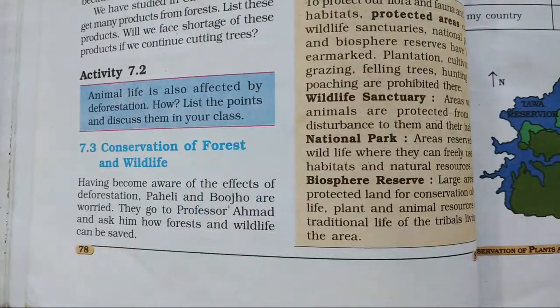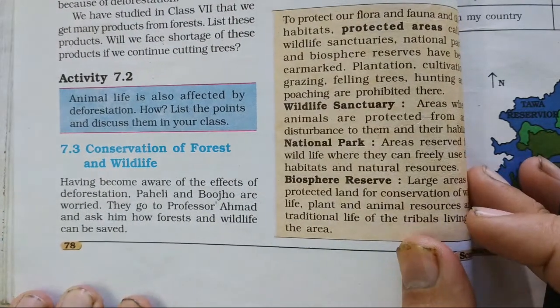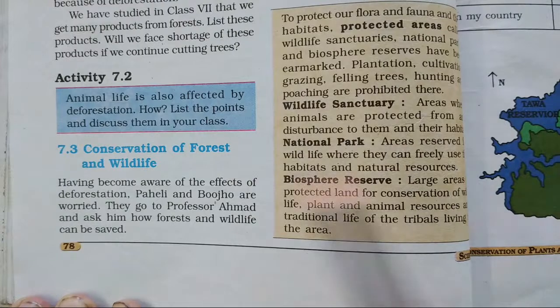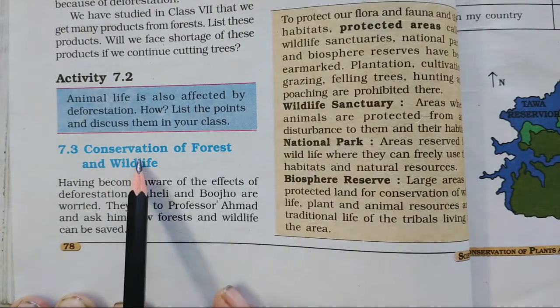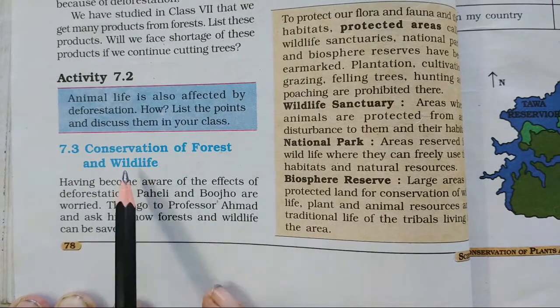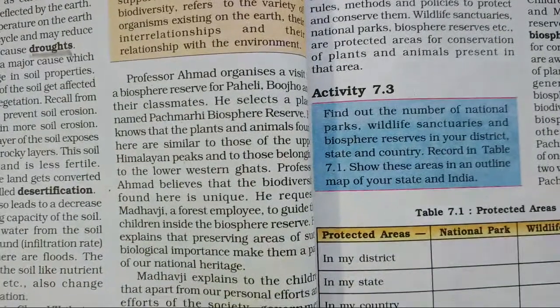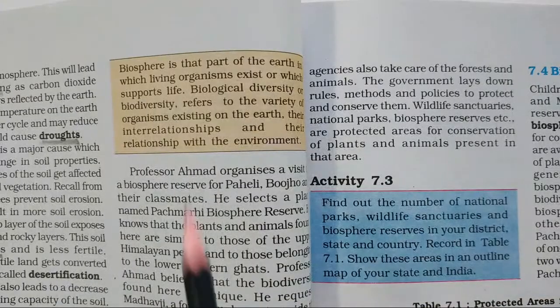So what can be done to prevent these effects so that the trees are protected? That is called conservation. We talk about conservation of petroleum, conservation of electricity, but we have to conserve forests and animals also. Then here, the conservation of forests starts with this part.